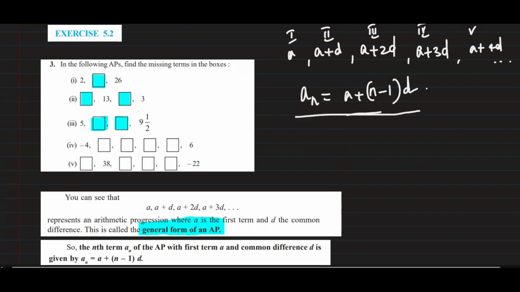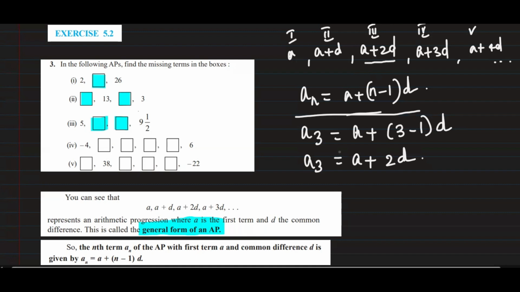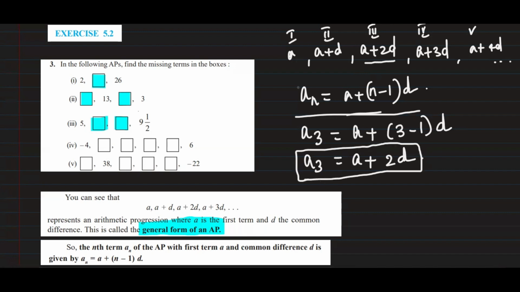For example, if I want to find the third term of the series, that will become A3. So A3 is equal to A, the first term, plus (n minus 1) into D, where n is the term number. So n value will be 3. So 3 minus 1 into D, where D is the common difference. When you simplify, A3 is equal to A plus 3 minus 1, which is 2D. So here if you notice, the third term will be A plus 2D. So A3 is A plus 2D. Okay, so we are going to use this concept to get the answer for the missing term. Now let's get started.